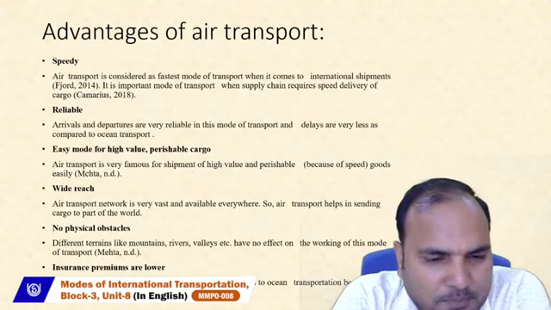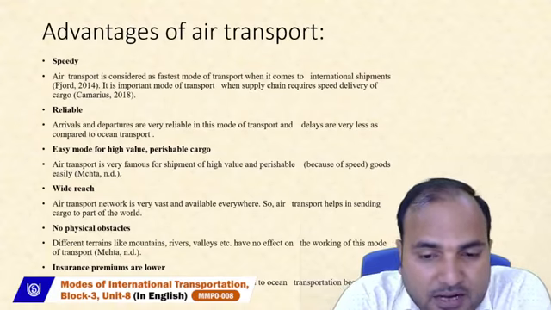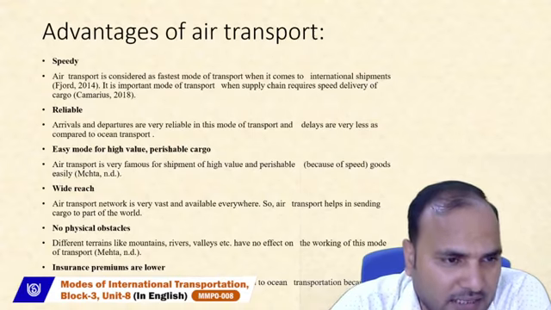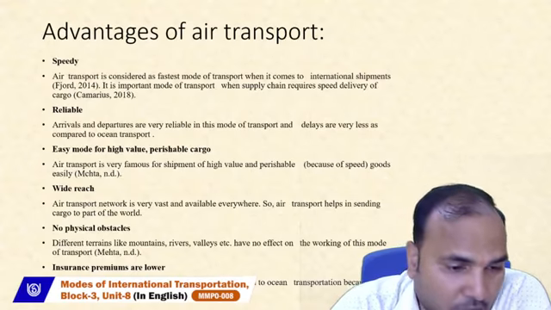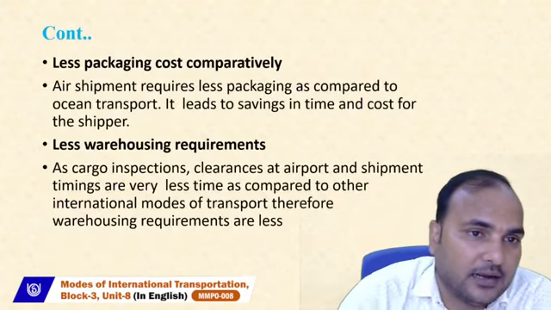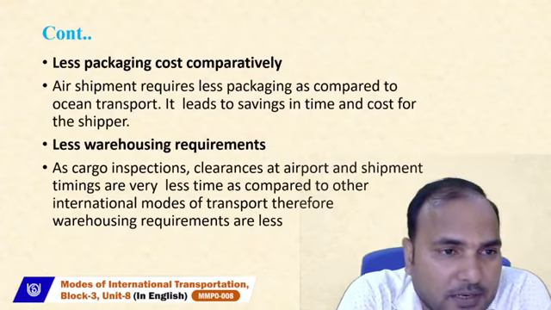Insurance premiums for air shipments are low as compared to ocean transportation because of the lesser time required to reach the destination. So these are the different advantages. One is speed, then it is reliable. It is an easy mode for high value and perishable cargo. Then wide reach is possible, no physical obstacles. Insurance premium is also very low. And another advantage is comparatively less packaging cost.